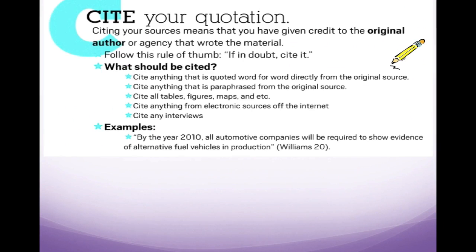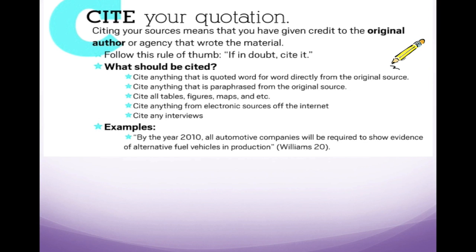You also need to cite your quotation. Citing your sources means that you're giving credit to the original author. So just when in doubt, remember to cite it. What should be cited? Anything that you quote word for word from the original source, anything that's paraphrased from the original source. I think sometimes people are thinking that if you just change it into your own words, you don't have to cite it. That's not true. It's not your own original thought. You need to cite it. Any tables, figures, maps that you might use, anything from electronic sources off the internet. Cite interviews. If you interview someone and they give you a quote or something, you need to cite it.